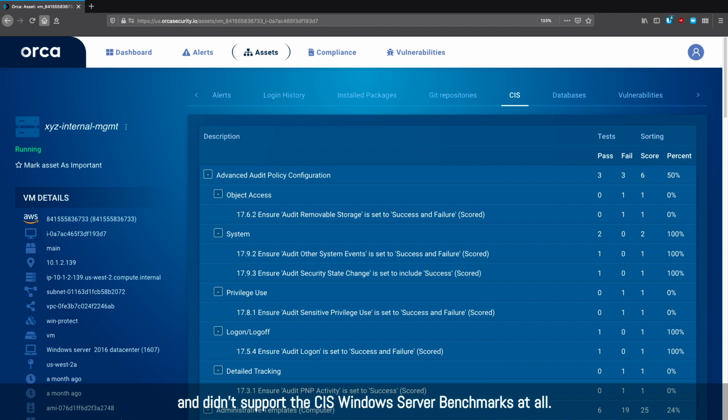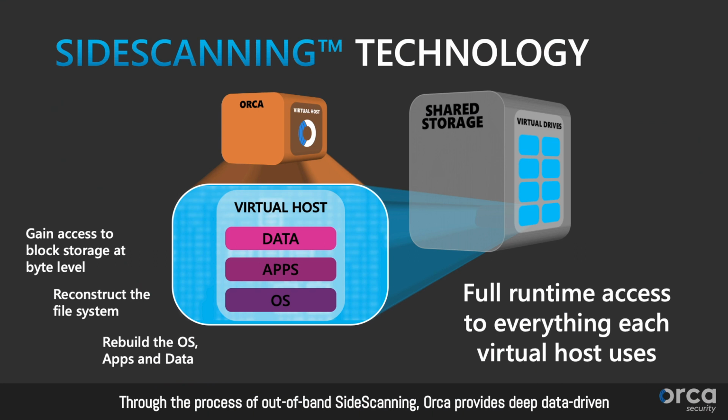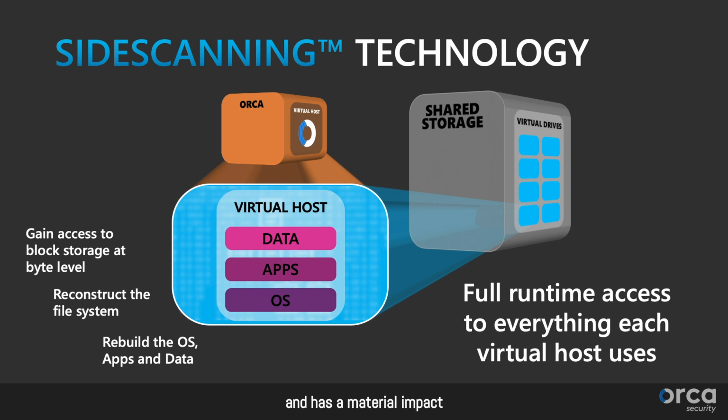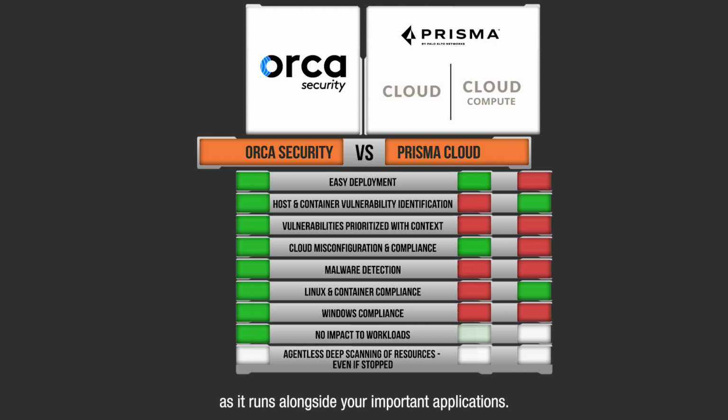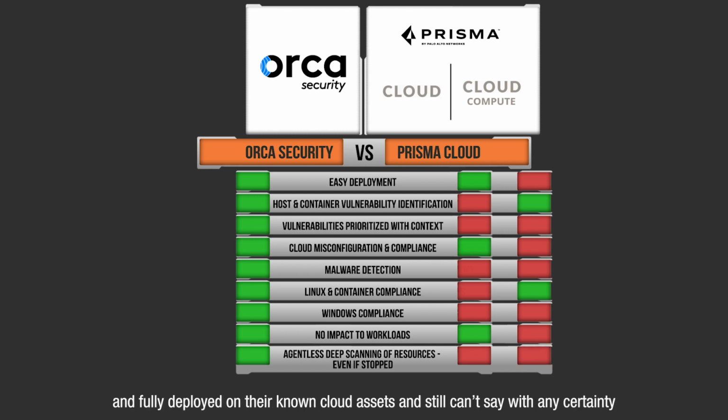Through the process of out-of-band side scanning, Orca provides deep data-driven intelligence without any code running in your environment at all. The Prisma Cloud Defender download was larger than 300 megabytes and has a material impact as it runs alongside your important applications. And finally, our customers tell us that deploying agents in the public cloud simply doesn't mix. Even the most successful organizations struggle to get agents quickly and fully deployed on their known cloud assets, and still can't say with any certainty what percentage of the organization's actual cloud footprint they are covering. Orca's approach requires no agents and in fact doesn't even require that the resource is powered on.